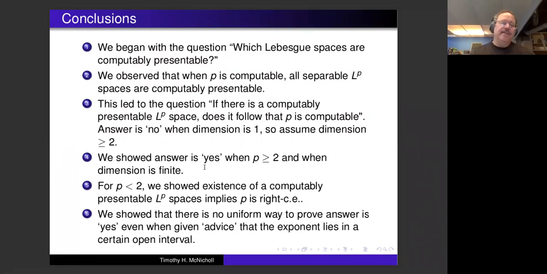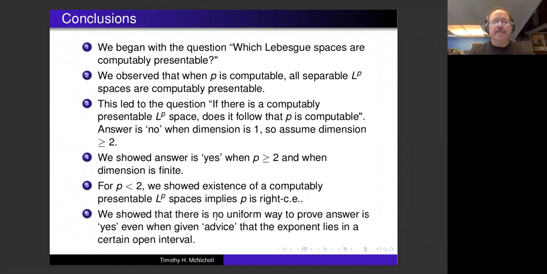That left us with the case p less than 2. And what have we got there? Well, the best we can do right now is show that p is right-CE if there's a computably presentable L^p space. And then, since we're having trouble computing this, maybe we ask, can we show there's no uniform way to do this? And the answer is yes. There's no uniform way to compute exponents of Lebesgue spaces from their presentations, even when you're advised that the exponent has to lie inside some maybe tiny open interval.